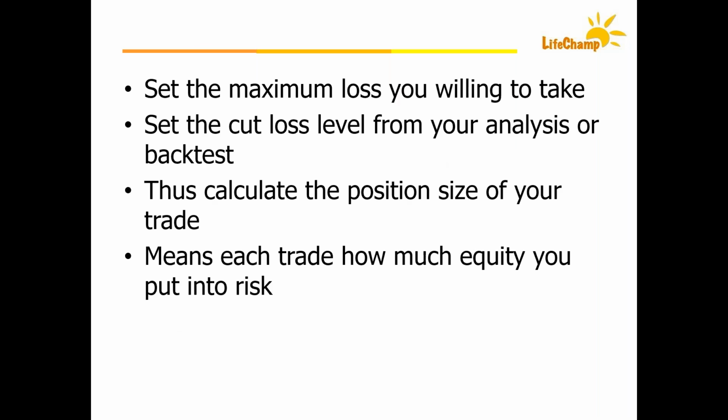So set the maximum loss you're willing to take, and cut loss at the level that your backtest shows. Let's say 1%, 2%, 3%. You know what each carries. If 2%, that means I have a chance to make more, but I also have a chance to lose more. And calculate the position size of your trade. This is also crucial to know whether you should trade 1 lot, 2 lots or 3 lots. It means how much equity you put at risk in each trade. A very simple rule of thumb is that risking around 10% of your money at a time is a safe idea.